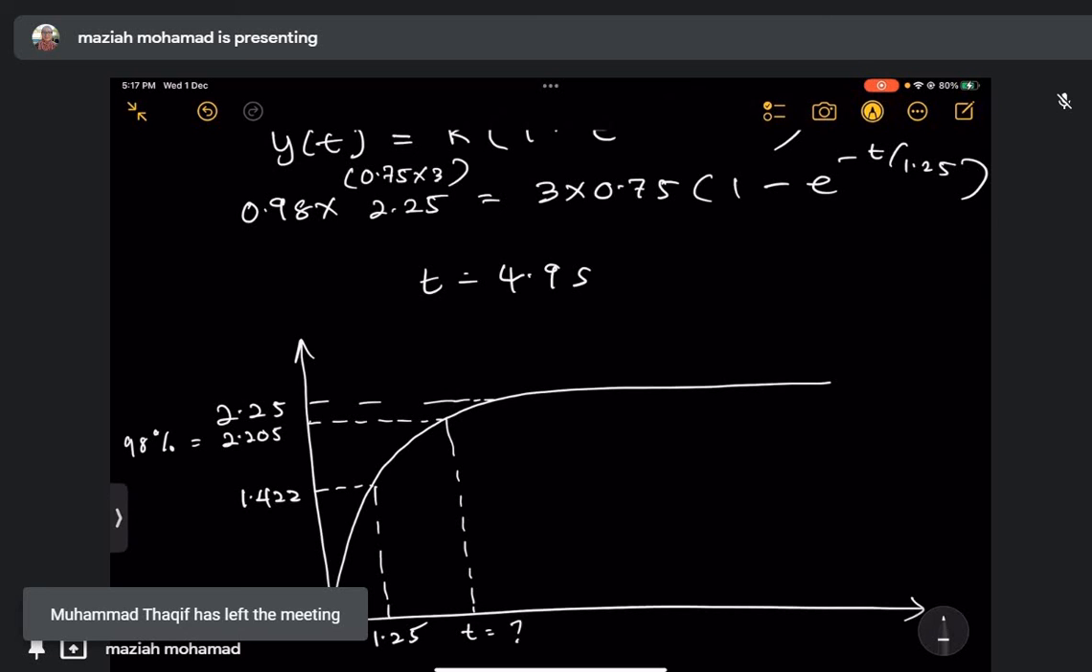Okay, so the response of the system is like this, right? You apply the input 3 to the system. It will settle to 2.25. That will be the final value, the steady state, right? So at steady state region, the value is 2.25. All right. And then we want to know what is the time for the system to reach 2.205. Okay, 2.205, which is 98% from the final value.